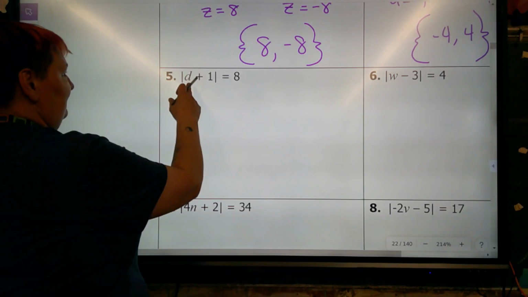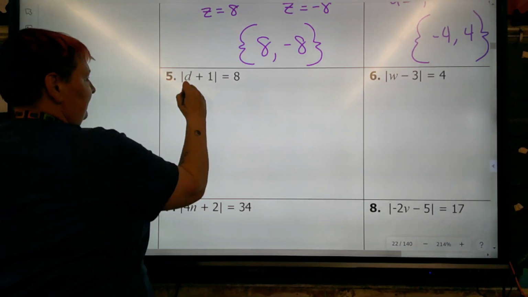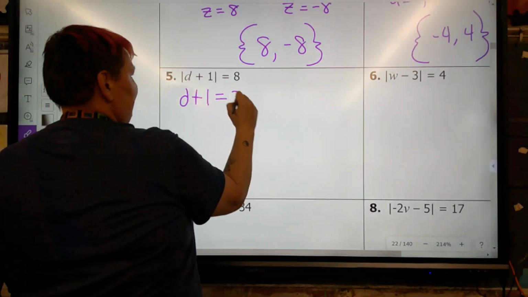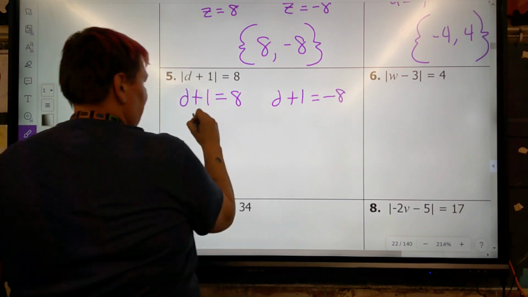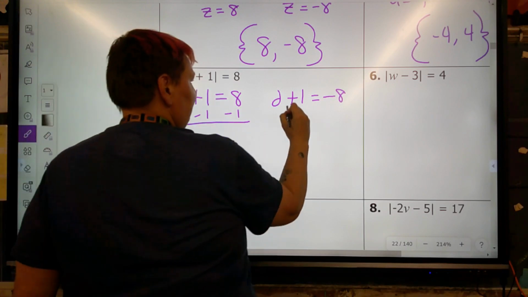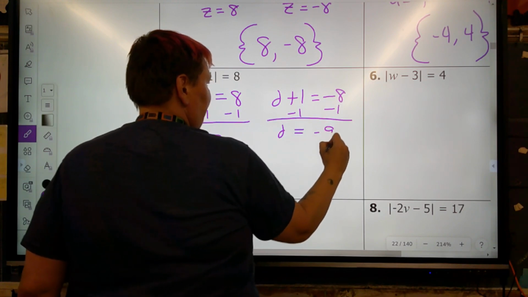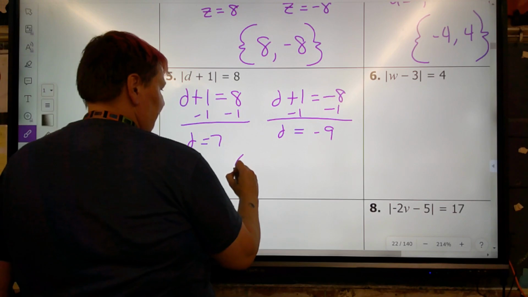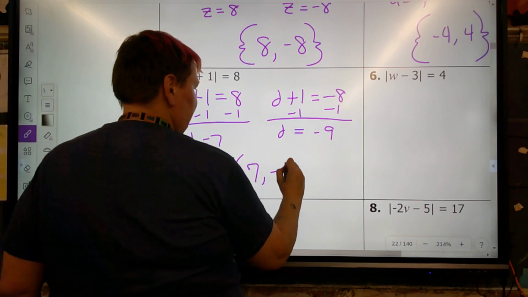We're still isolated, so we can skip the first step still. D plus 1 equals 8, and D plus 1 equals negative 8. Minus 1, D could be 7, minus 1, and D could be negative 9. Oh, now we're getting to the point where the answer is not always identical. So it could be 7 or negative 9.